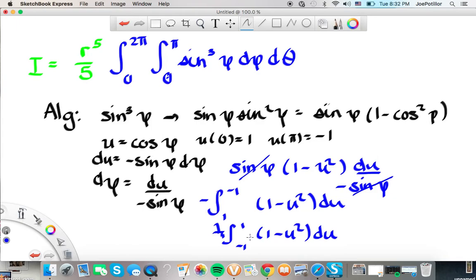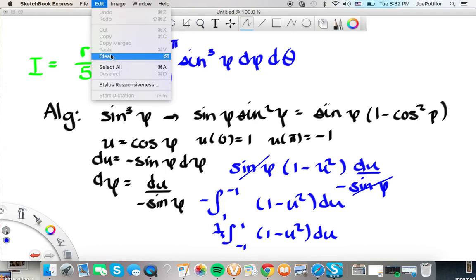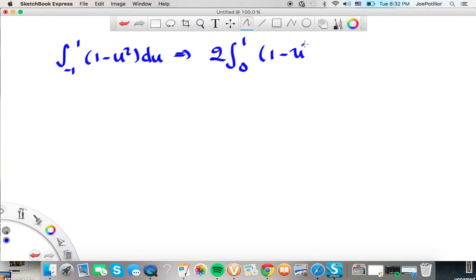Then, from here, what we have to do is use the even rule of integration, or the symmetry rule. I hope you don't mind if I clear this hideous mess. Okay, then we use the rule of symmetry here. So the integral from negative 1 to 1 of 1 minus u squared du is the same thing as twice the integral from 0 to 1 of the same integrand du. And I'm not even going to bother plugging it in.